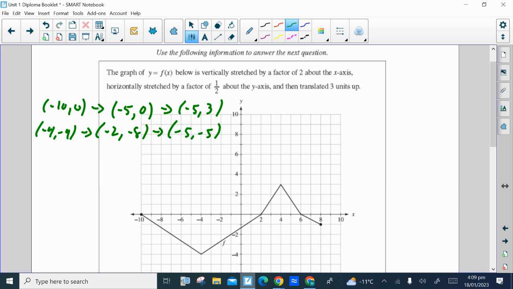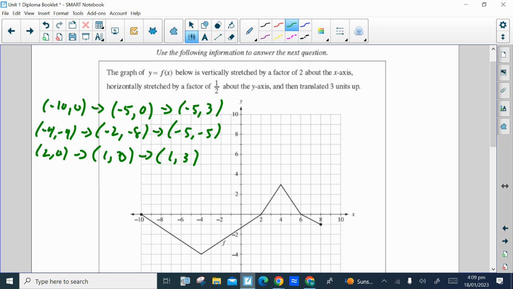The next major point on this graph is the point 2, 0. So we're horizontally stretching by 1/2, we're multiplying the x value by 1/2. We're vertically stretching by 2, so you multiply the y value by 2, which stays 0, but then you add 3. Whoops. Then you add 3. So it'll be 1, 3.